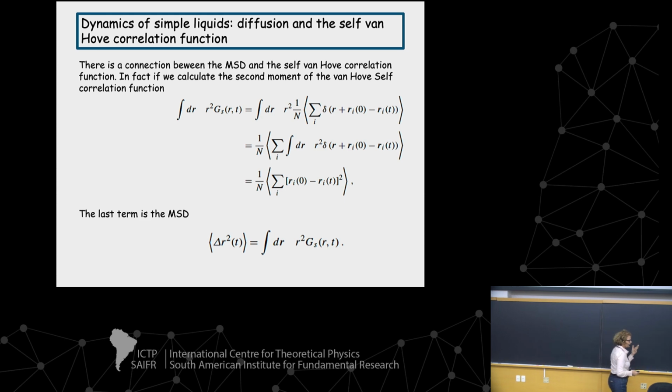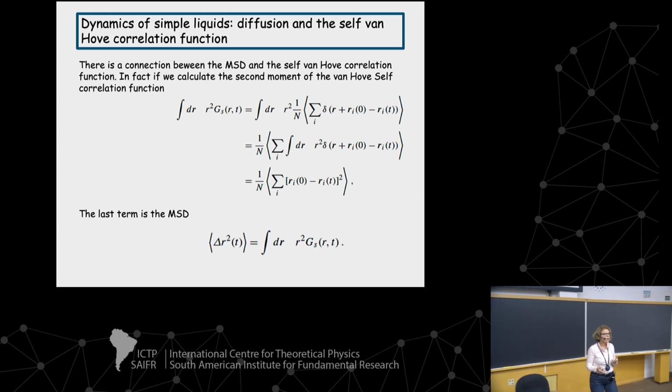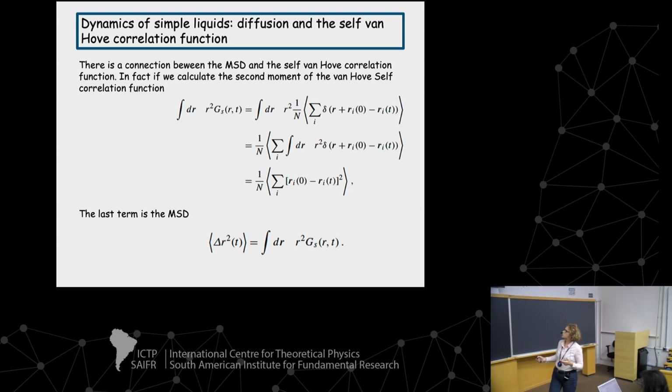So the Brownian diffusion we were discussing will be seen, if the liquid is simple, also in the Van Hove self-correlation function. And it will be seen, of course, also in the intermediate scattering function and also in the dynamic structure factor, which were one the Fourier transform of the other, as you might remember.